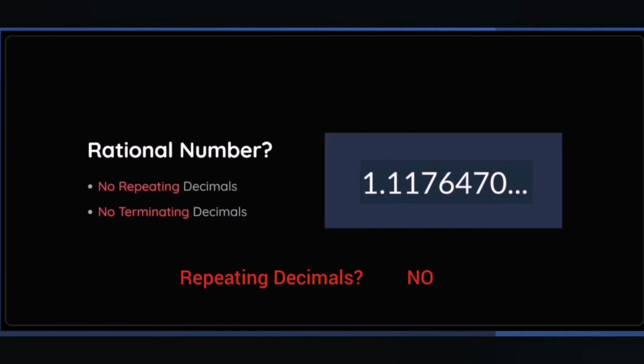Does the situation have a repeating decimal? The answer is no. Does the situation have a terminating decimal? So here, the answer is no as well. Since the number does not fulfill both of the criteria, we can say it is not a rational number. So bear in mind, what number is this if it is not a rational number?